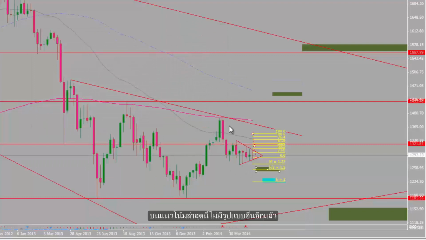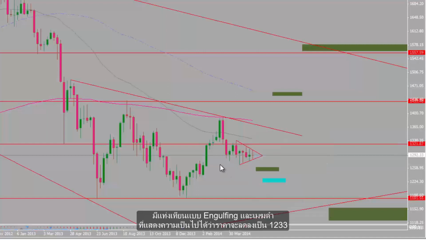There is not any other pattern on this last trend. There are engulfing and dark candles that show probable price decrease to 1233.